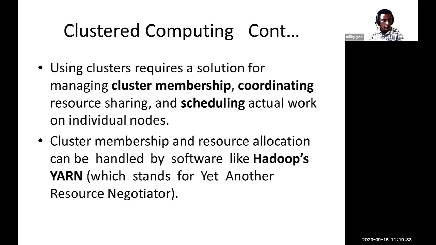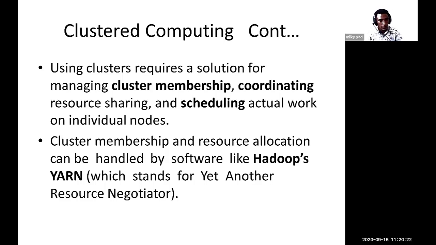So using clusters requires a solution for managing cluster membership. That means coordinating resource sharing and scheduling actual work on individual nodes or individual computers. That means different computers may perform different tasks based on a schedule. Okay. So all these functionalities are performed by this clustering software. We call it cluster membership software. There is one mainly known software for this cluster membership. We call it Hadoop.